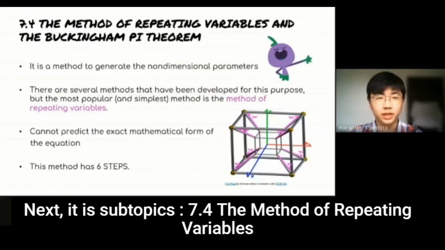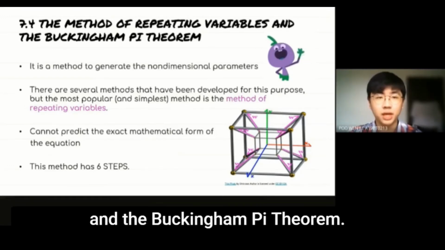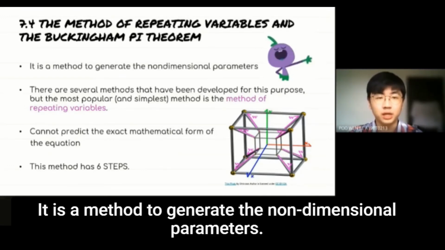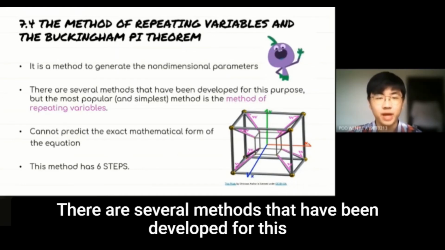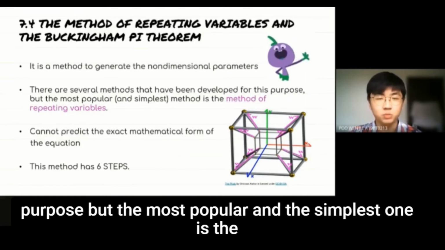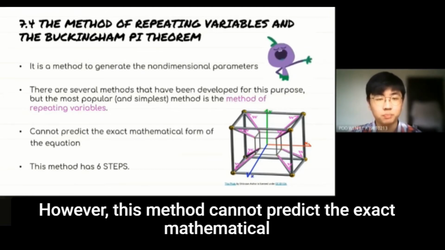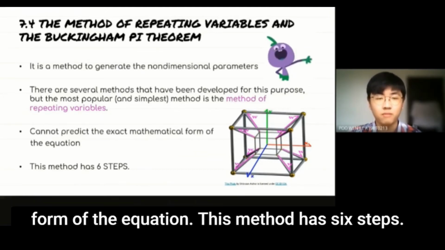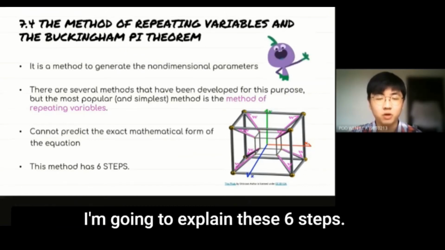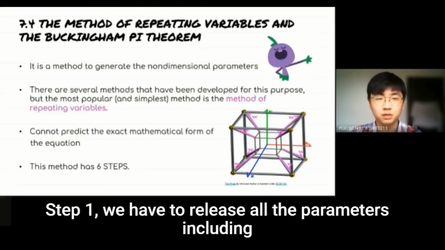Next, this is subtopic 7.4. The method of repeating variables and the Buckingham pi theorem. It is a method to generate the non-dimensional parameters. There are several methods that have been developed for this purpose, but the most popular and the simplest one is the method of repeating variables. However, this method cannot predict the exact mathematical form of the equation. This method has 6 steps. I'm going to explain these 6 steps.